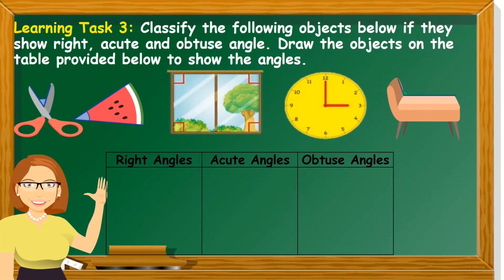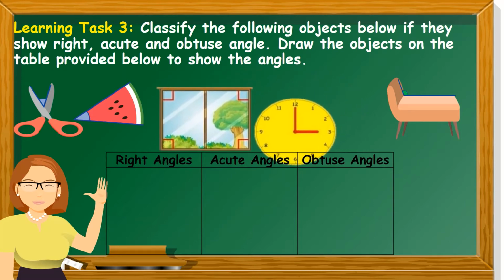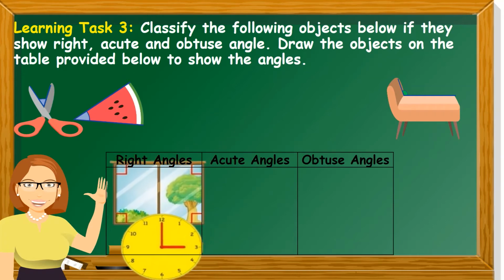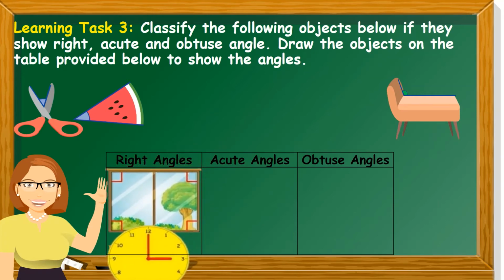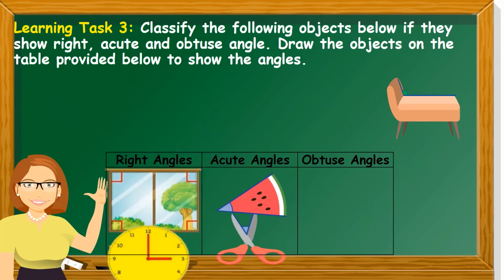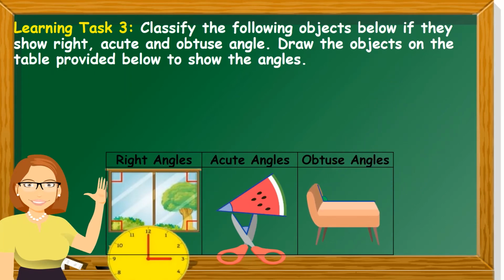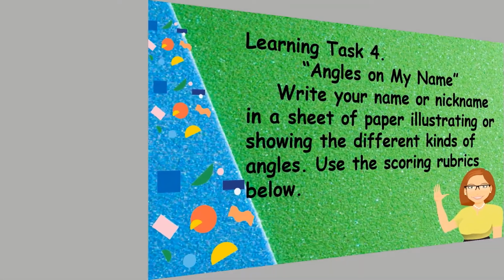At this point in time, let us answer the learning task number 3. The objects that show the right angles are the window together with the clock or the hands of the clock. And for acute angles, the picture of a scissor and a slice of watermelon. And for the third one, which is the obtuse angle, a picture of a sofa is the object that shows obtuse angle.